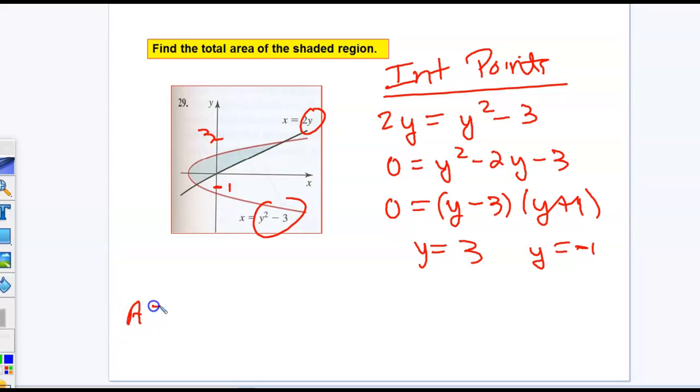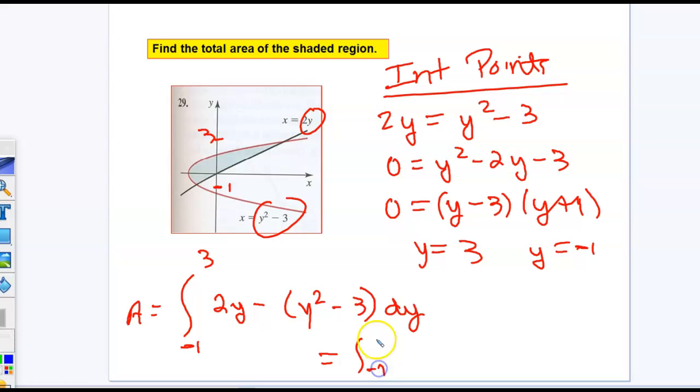Now to find the area, I'm going from negative 1 to 3. So now I'm using the y coordinates of the intersection points. And the right curve is the line minus the left curve, which is the parabola, and I'm integrating this with respect to y. If I simplify this, I get something like that.